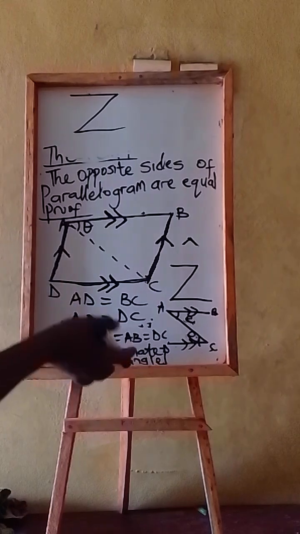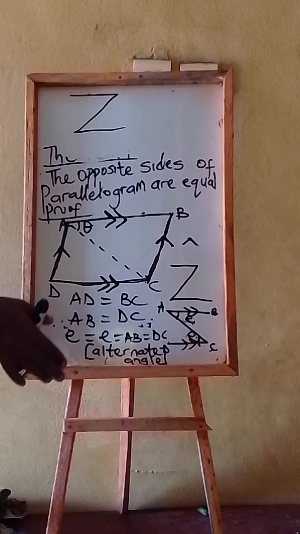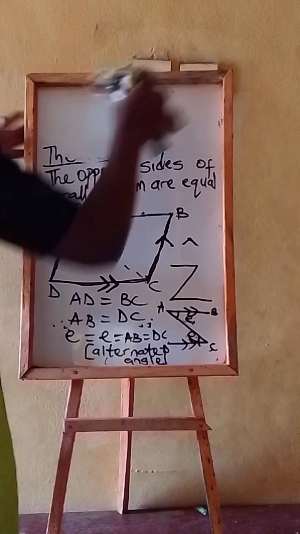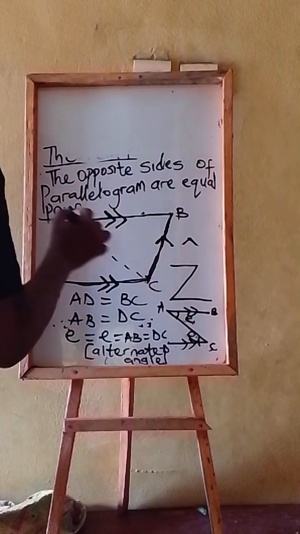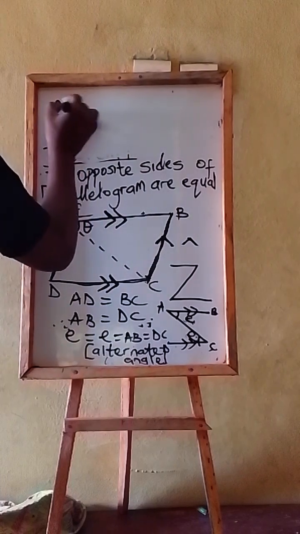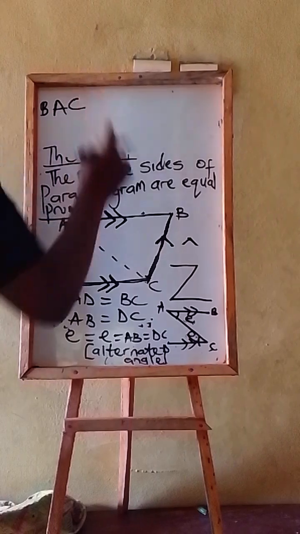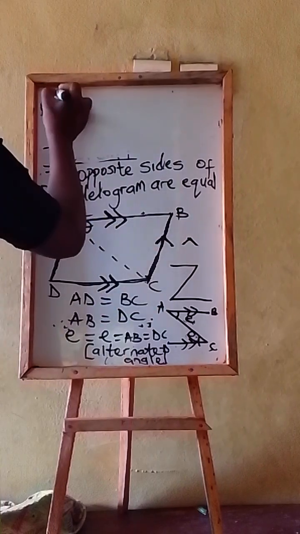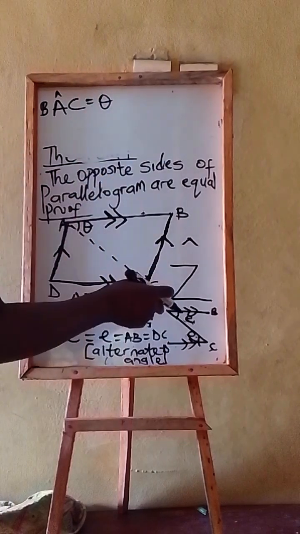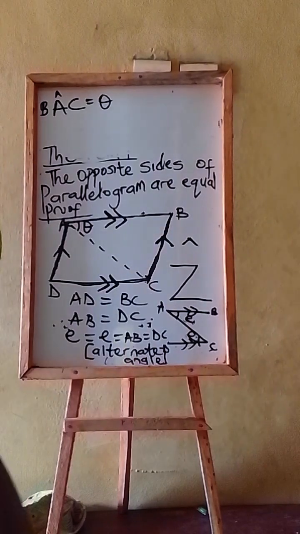You can prove it in terms of the sum of a triangle too. For the previous one, I proved it in terms of alternate angle. Let's prove it in form of sum of a triangle. So looking at this now, BAC is equal to theta.